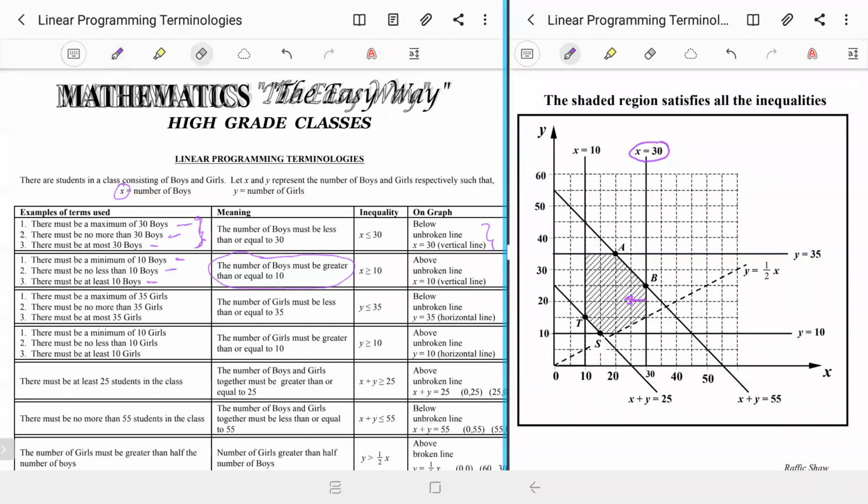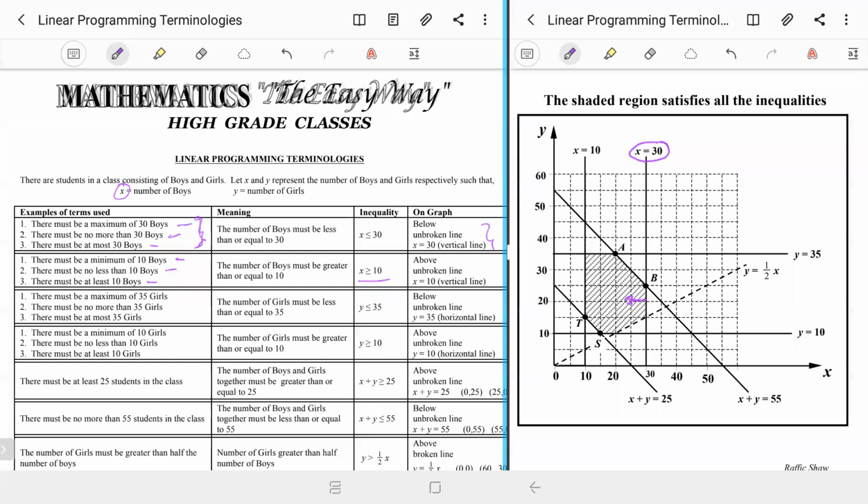So the number of boys must be 10 or more boys in the class. See here? This is the inequality for that. X, the number of boys, must be greater than or equal to 10. That's what that statement means.